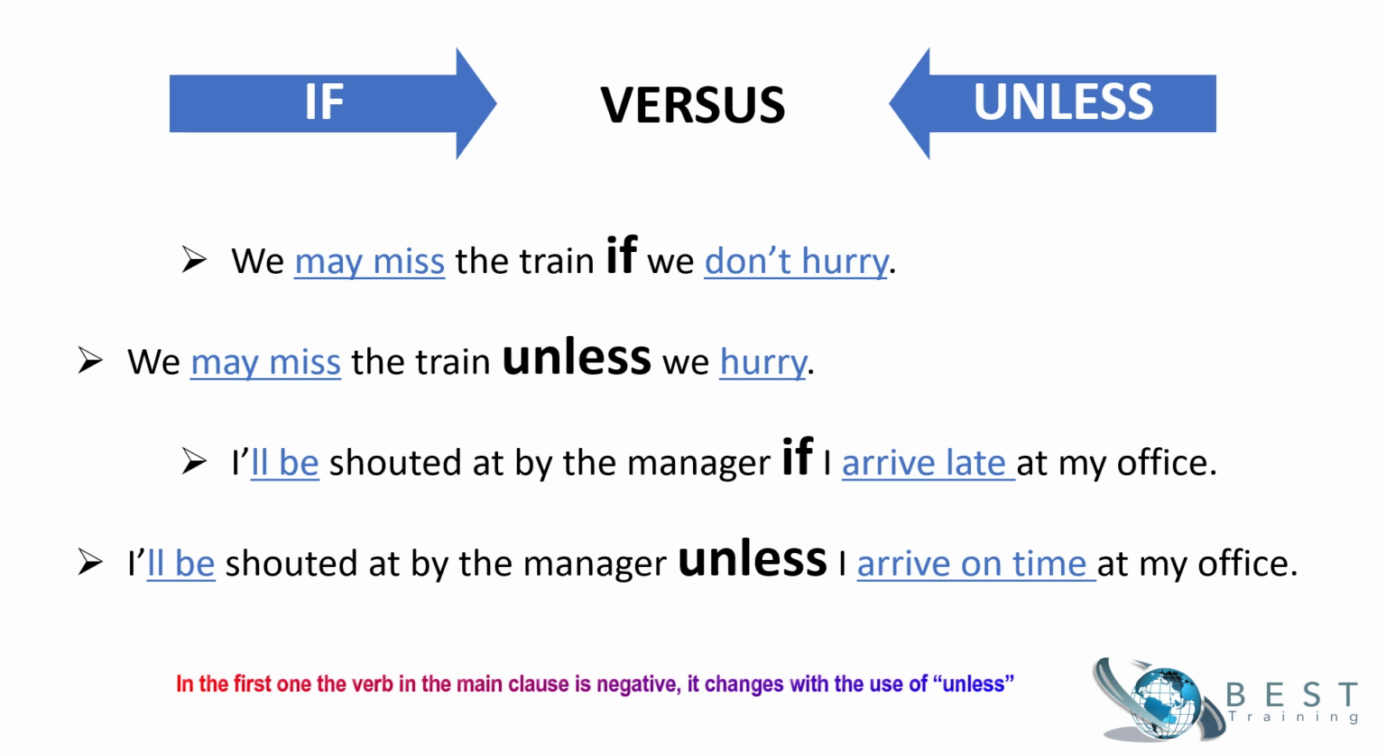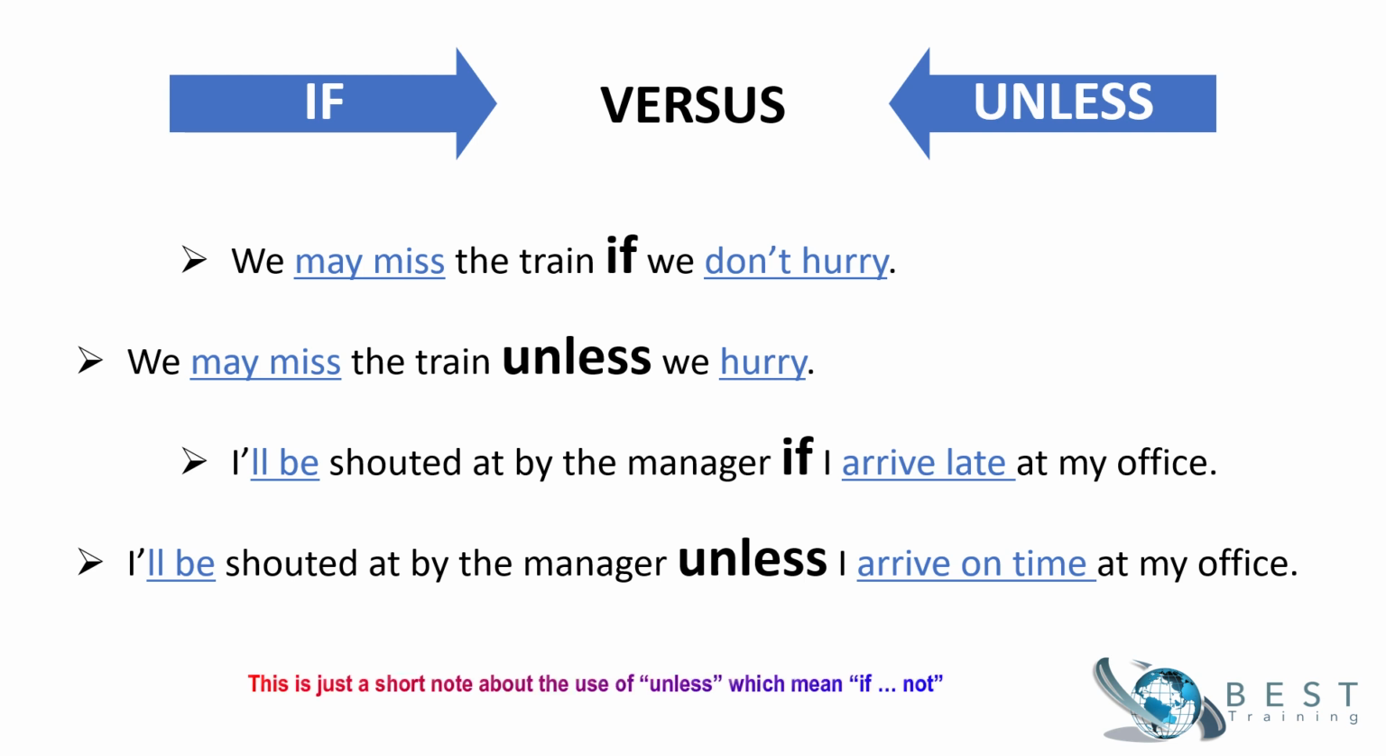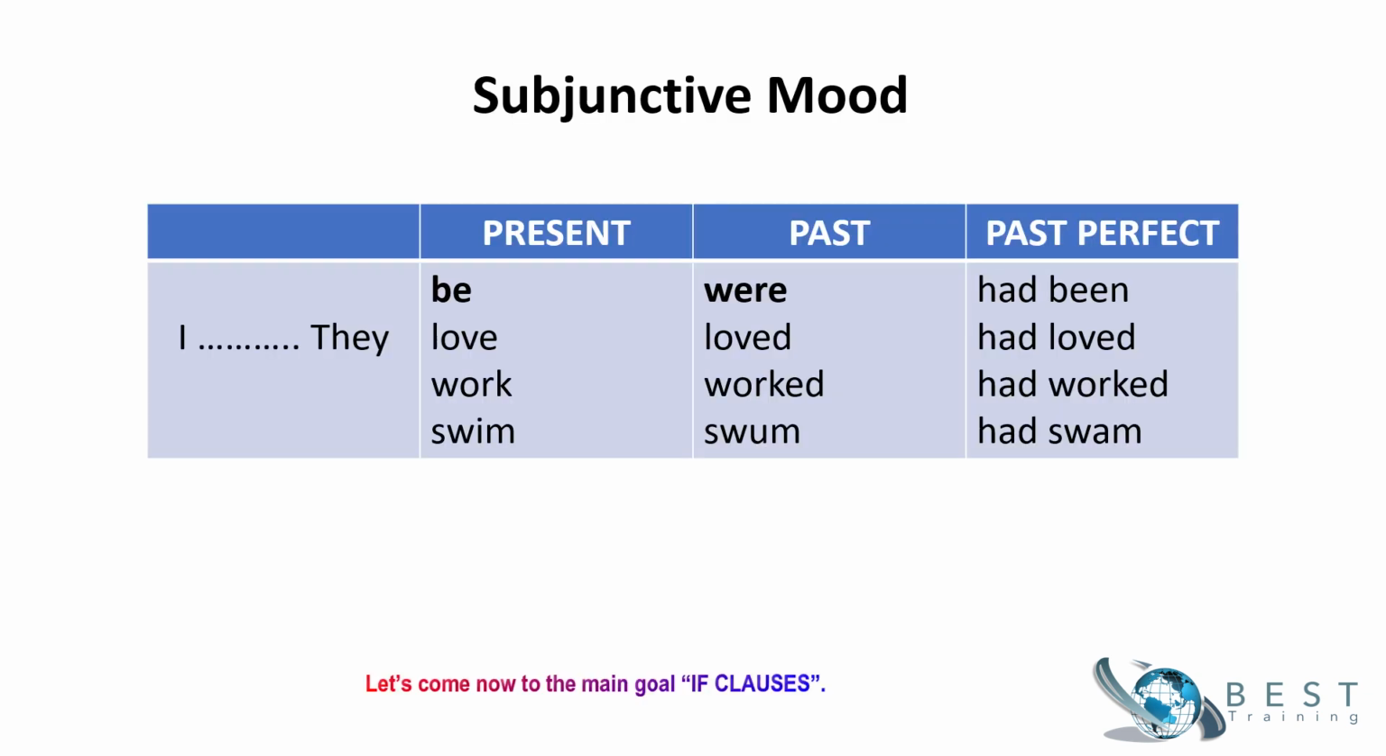In the first one, the verb in the main clause is negative. It changes with the use of unless. I'll be shouted at by the manager if I arrive late at my office. I'll be shouted at by the manager unless I arrive on time at my office. There is no negative word in those sentences, but late is the opposite of on time. We can consider late as a negative meaning. This is just a short note about the use of unless, which means if not. Let's come now to the main goal, if clauses.